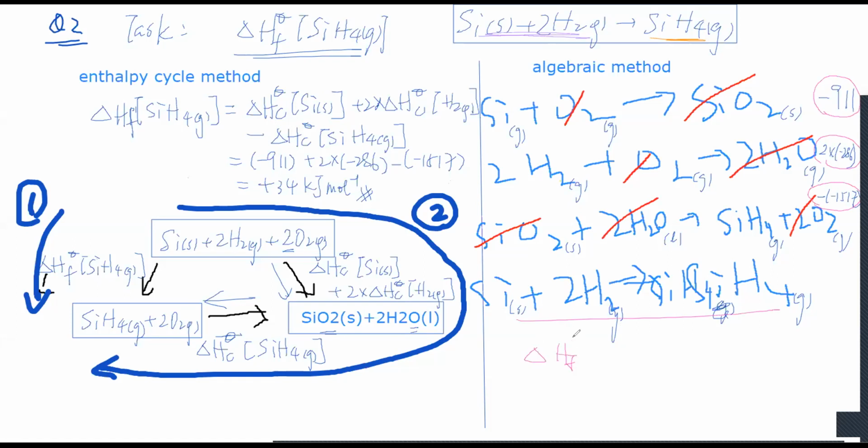So delta H of formation of SiH4, which is equal to what? Minus 911 plus 2 times minus 286 and minus 1517, which is also equal to 34 kilojoule per mole. Okay, is that clear? Can you get the whole thing?